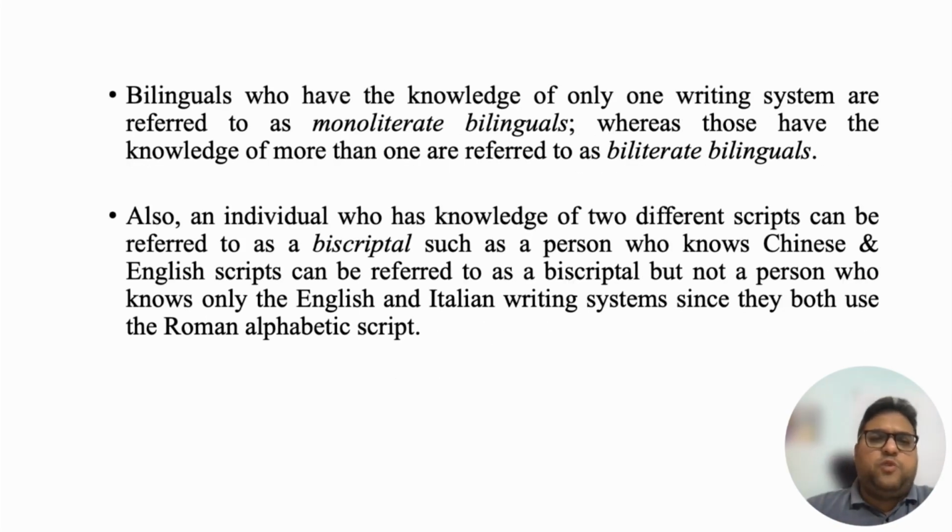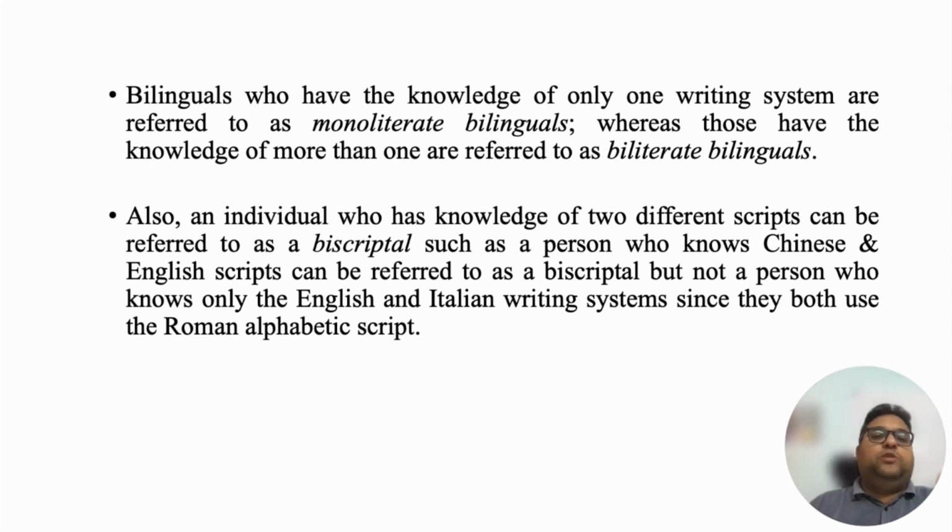Now, just to clarify some terminology here, bilinguals who have the knowledge of only one writing system are referred to as monoliterate bilinguals. You may know two languages, but, for example, I think I know some Urdu, but I'm definitely not capable of writing or reading in Urdu. So if the only two languages I knew were Hindi and Urdu, then I would be referred to as a monoliterate rather than a biliterate.